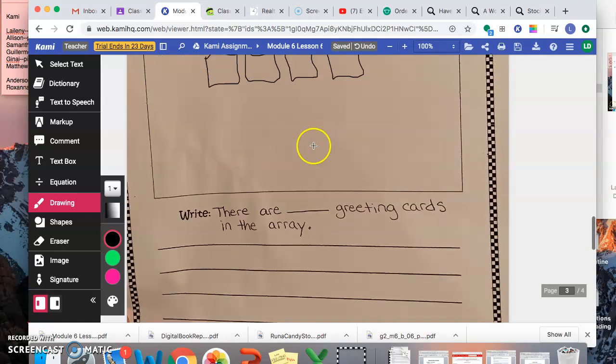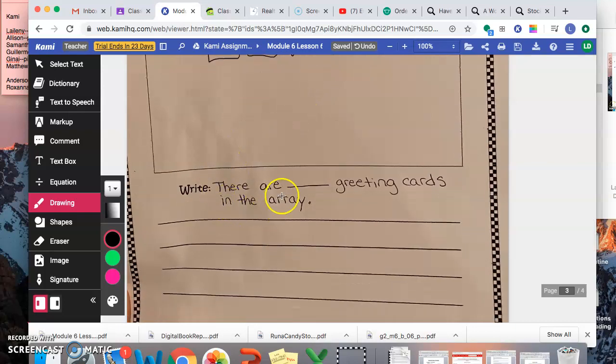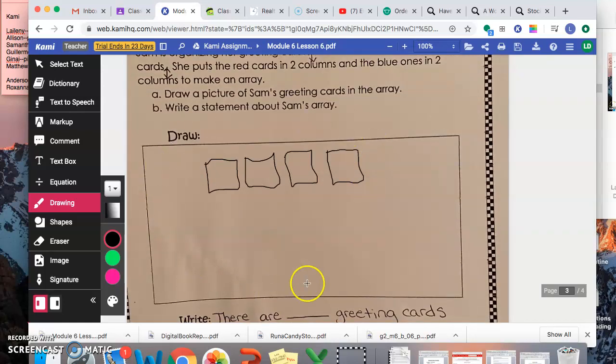Then once you do your array, you're going to write this sentence and fill it in. There are blank greeting cards in the array. They want to know the total number of greeting cards after you made your array. Remember, you're not making equal groups, so nothing should be in this. You're adding this. You're making an array of rectangles. That's all you're doing. That's not what we're doing. We're not creating equal groups. We're making arrays now. Okay?